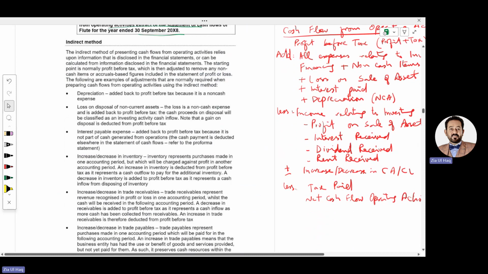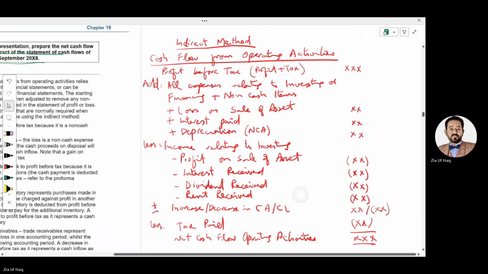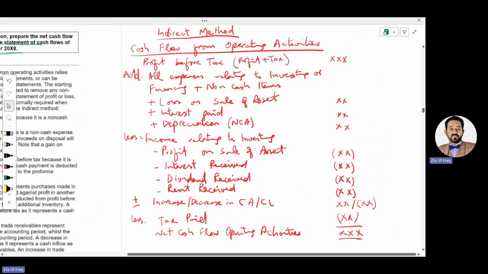Under indirect method, how to calculate cash flow from operating activities? We will start from the profit before tax figure. That will be given in the profit and loss account. If profit after tax is given, what we will do? We will add tax to arrive at profit before tax. Then we will add back all expenses relating to investing or financing activities as well as non-cash items.